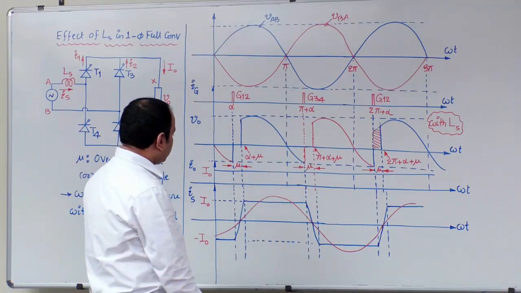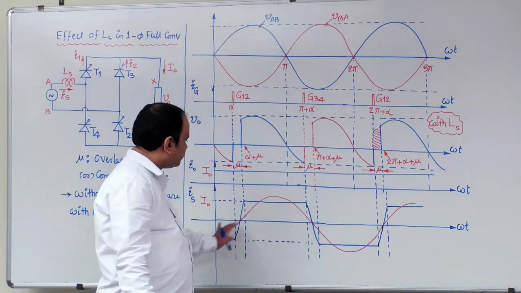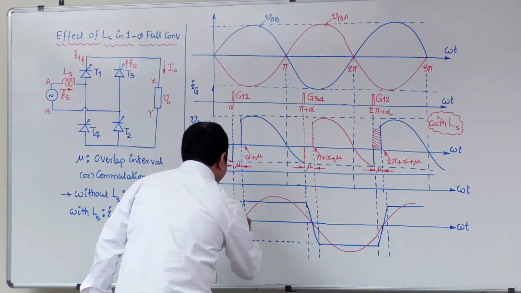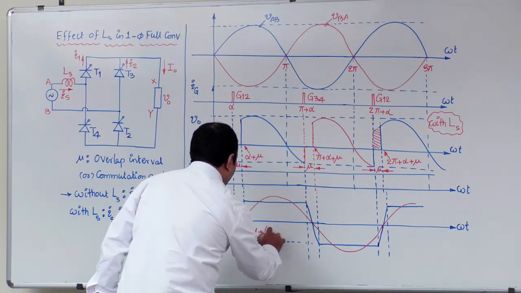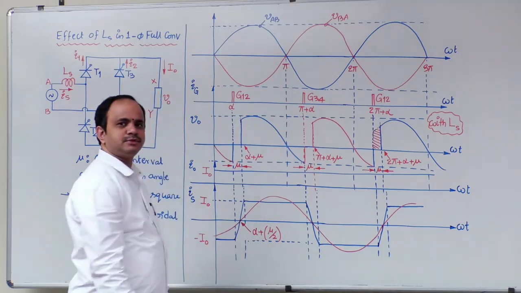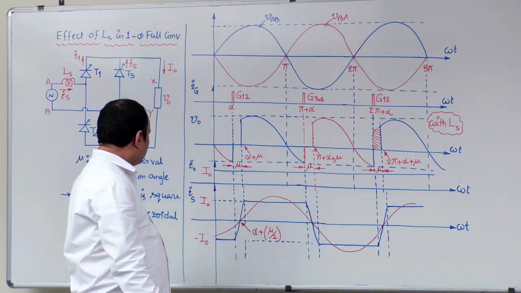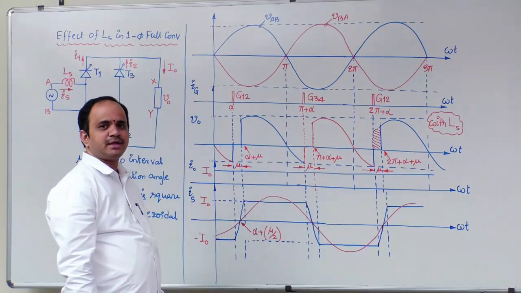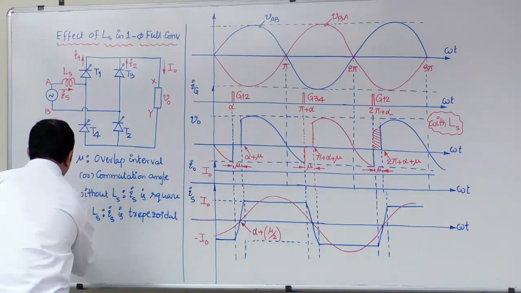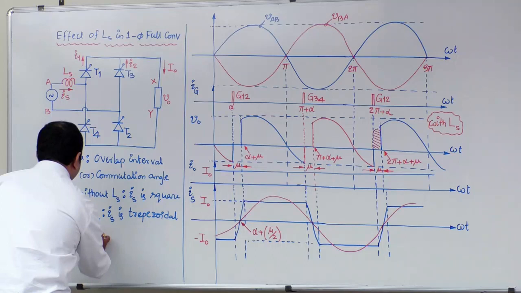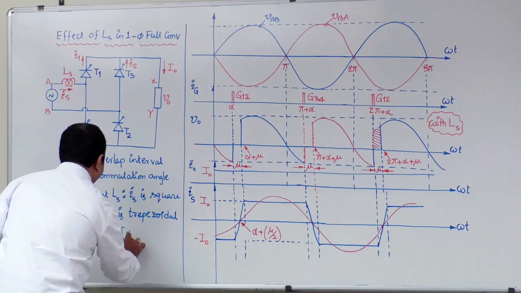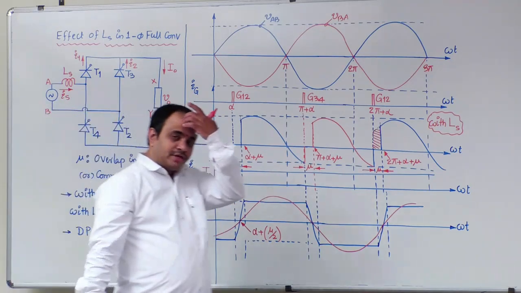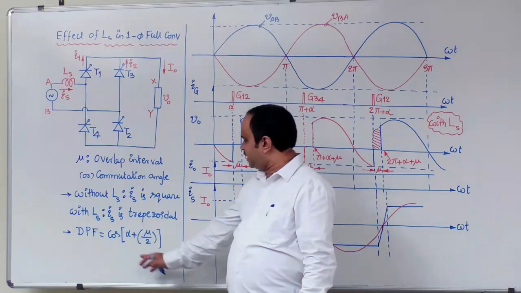What is important from this fundamental component is where exactly it will cross the x-axis. I can write that as alpha plus mu by 2. What is the significance of this zero crossing of the fundamental source current? Based on that zero crossing, we can define the displacement power factor as cos of alpha plus mu by 2. When the source inductance was not there, what was the DPF we had earlier?